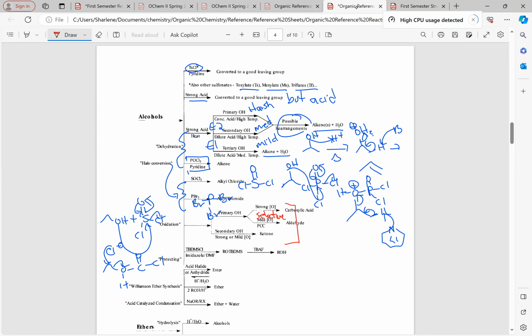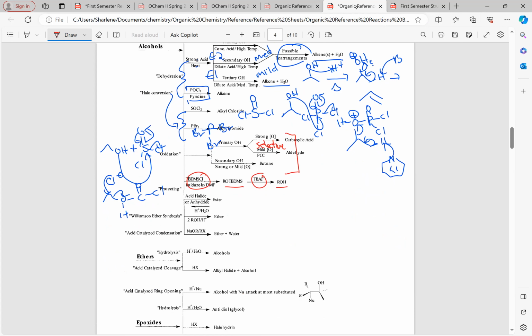All right, here is your protecting. TBDMS chloride to put it on, TBAF it off, and then you're back with your original alcohol. All right. What is this other protecting group that I have right here? We actually didn't talk about that last semester because this functional group, an acid halide or an anhydride, actually come from this semester. So I'm going to show you it right here, but we will talk about it later.